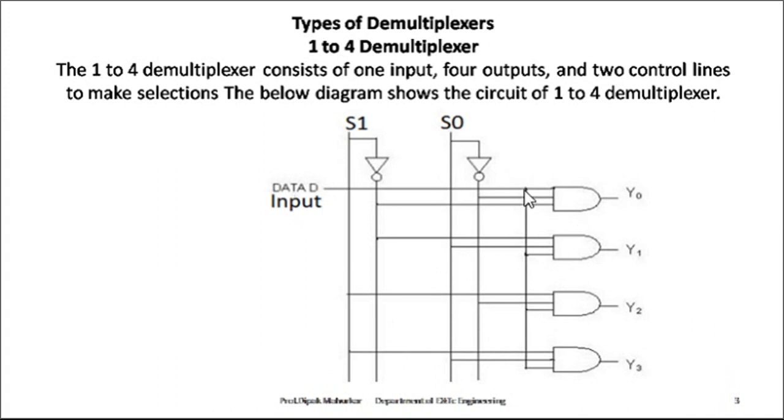These are the AND gates, so AND gate means multiplication here. This data input, S0 and S1, and then we get the final output.